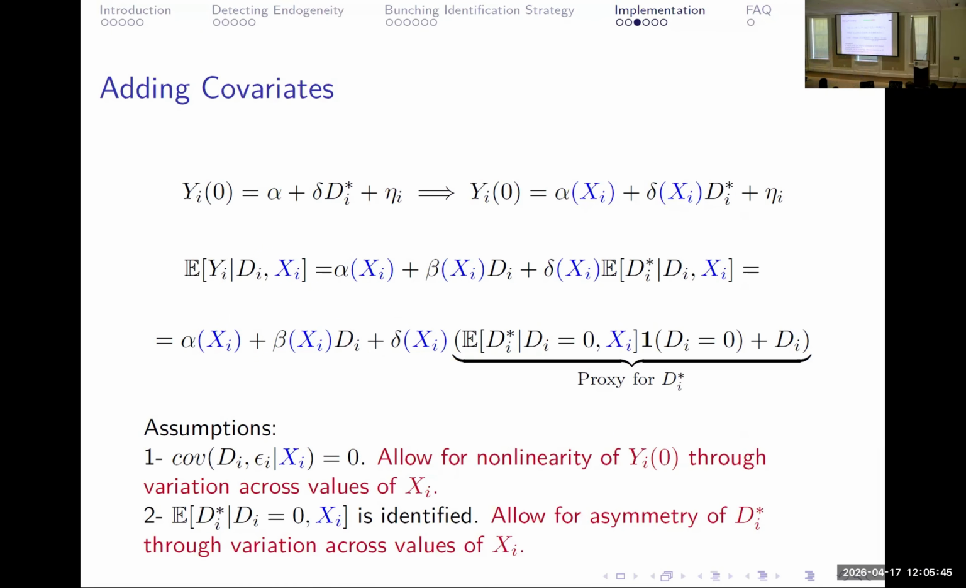For now, you can think about x as a discrete variable. It takes, like, 100 values or 1,000 values or something like that. For every value of x, I'm having a dedicated alpha and a dedicated delta. So I'm essentially allowing it to be nonlinear only to the extent that it leads to changes across values of x. But within a given value of x, it needs to be assumed linear. That is the key assumption here.